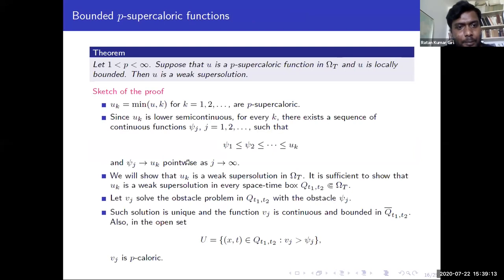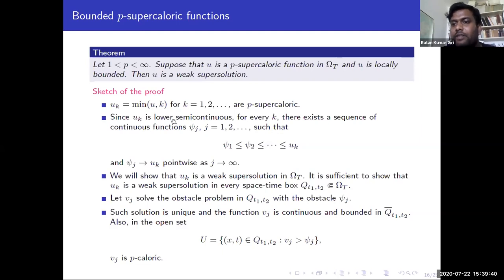So here is the main result for the bounded case. Again, I'm saying that we have proved that every bounded weak super solution, every bounded p-supercaloric function is also a weak super solution for the full range. There will be no problem. To see this, we mainly use the truncations and the lower semicontinuity property of p-supercaloric functions.